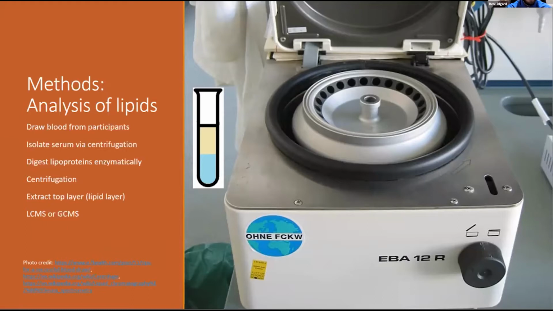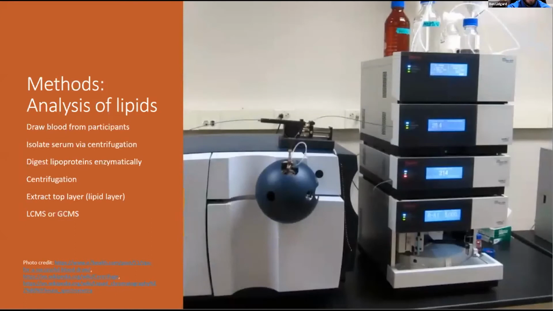Once you pipette off that lipid layer, that top layer there, you can take it directly to the LCMS or gas chromatography mass spectrometry machine. So liquid or gas chromatography mass spectrometer, and then you can get the mass and charge of the molecular species that are present in that sample.